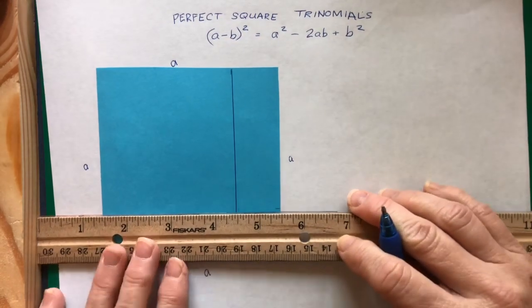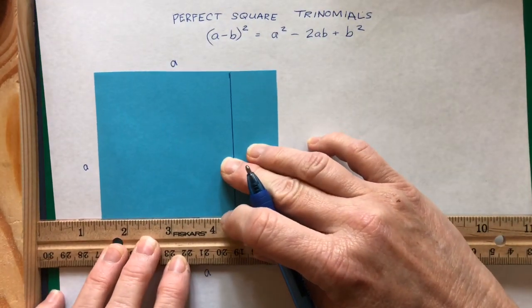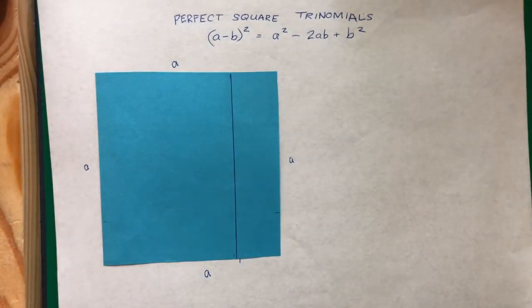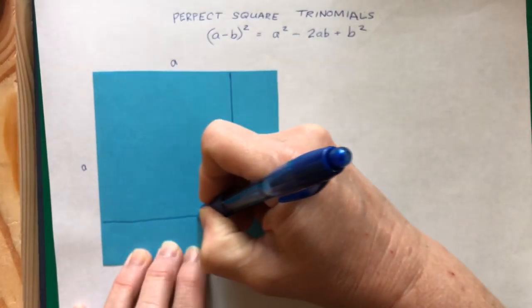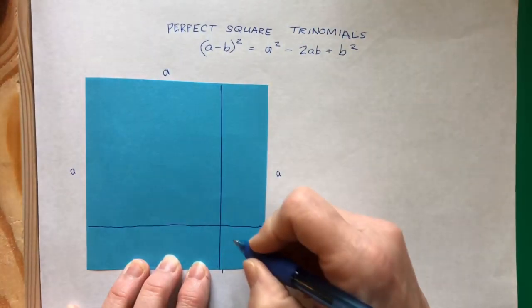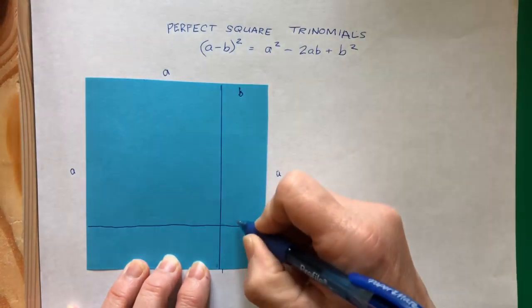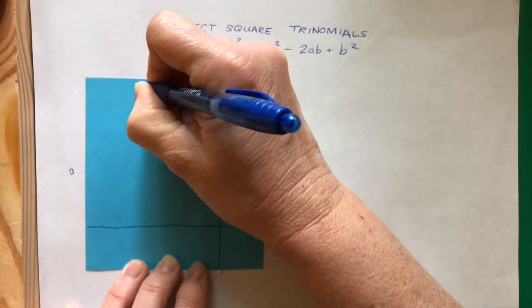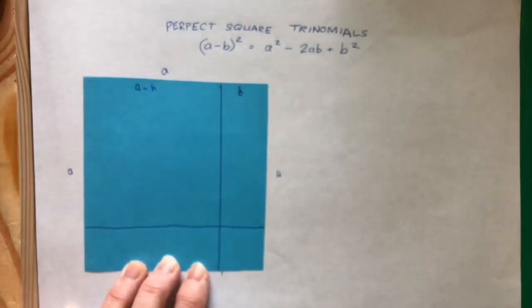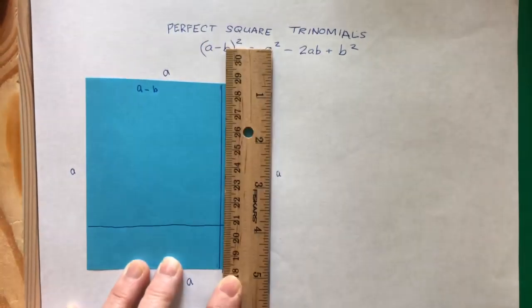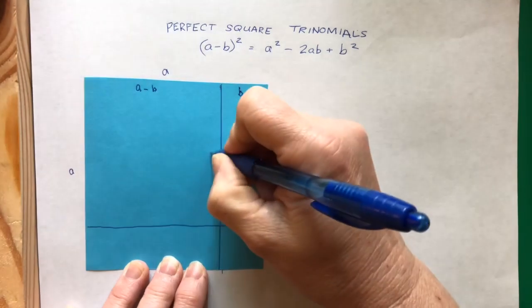Okay, so let's say this distance right here is b. So this distance, from here to here, this whole distance, is now a minus b, because we had the whole a, and then we took out this part. So what's left is a minus b. So all four sides of this are a minus b.